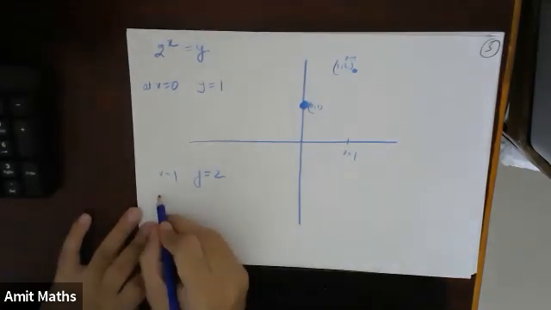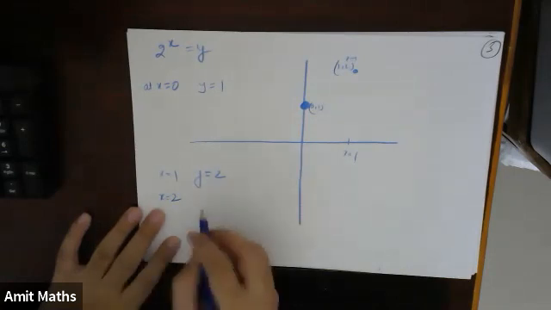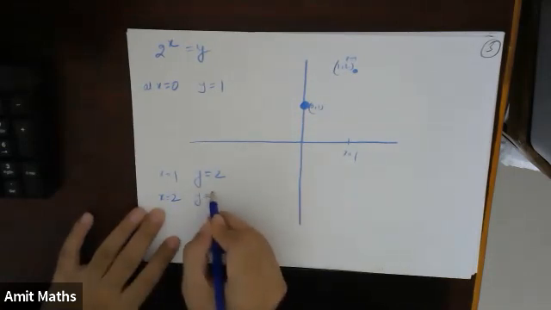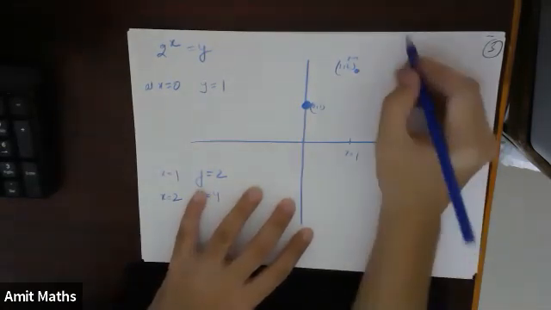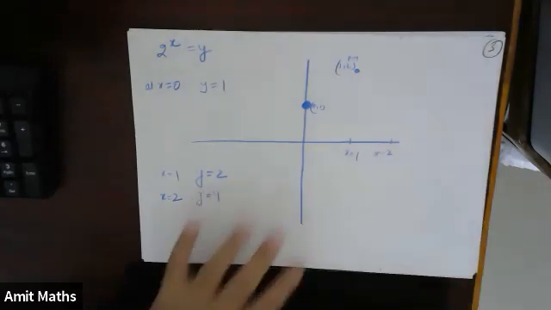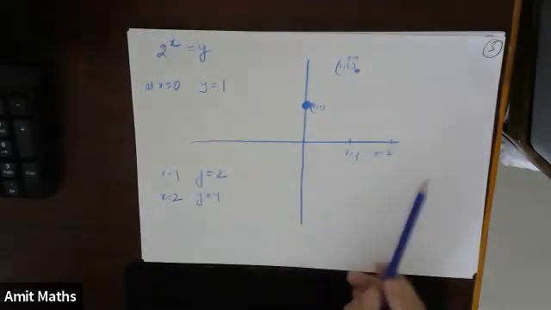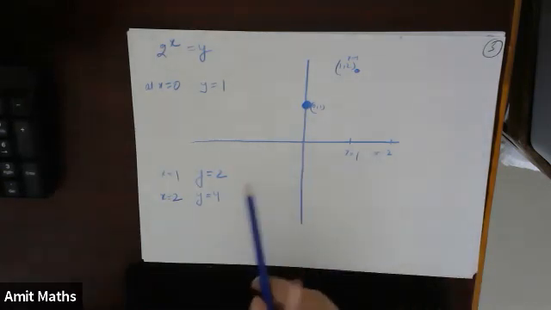Okay, now when I substitute x is equal to 2, what will be the value of y? y will be equal to 4. So when x is equal to 2, y is equal to 4. Now see, when x is equal to 3, y will be equal to 8. When x is equal to 4, y will be equal to 16.